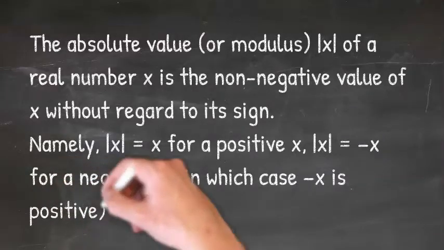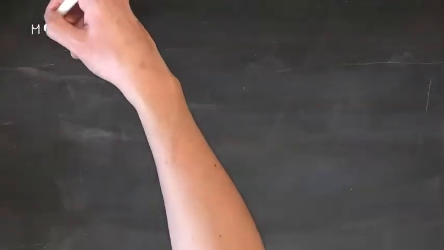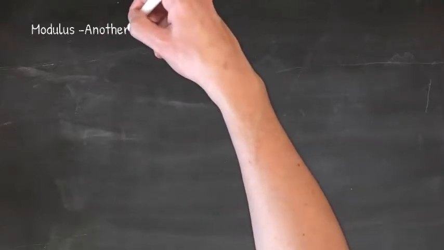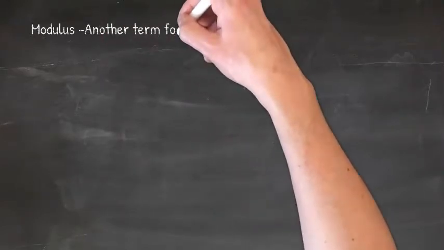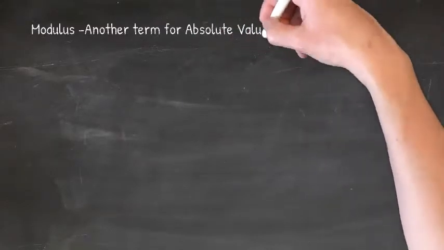Whoa. What? Thanks, Wikipedia, for that definition, but that's quite a mouthful. Let's break that down a little bit and see if we can make some sense out of it. First of all, modulus. Modulus is just another way to say absolute value. If your friends think they understand absolute value, throw modulus at them and see if they're impressed.